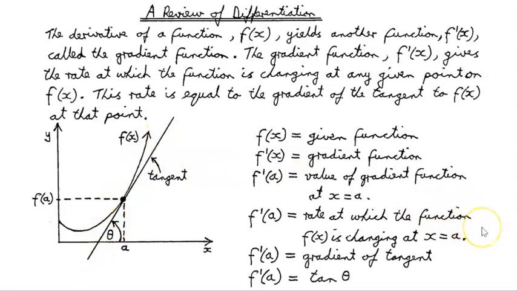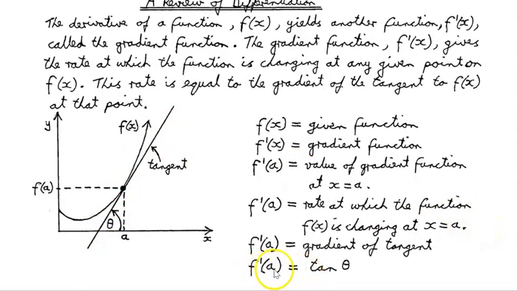It's also equal to the tan of the angle between the tangent and the positive direction of the x-axis. So tan theta gives us the gradient of this line, which is also the gradient of the function itself at the point x equals a.